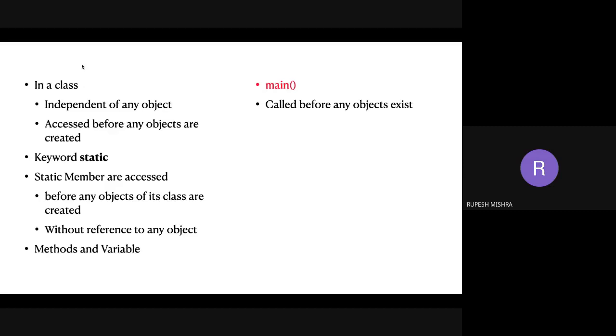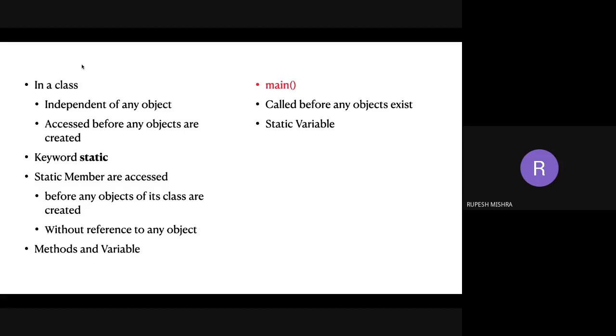It's not like we will first create an object of the main class and then call the main method. We run the main method without creating any object of the main class. Because of this constraint, we don't want to create any object of the main class to run the main method. So to satisfy this constraint, we create main as a static method.